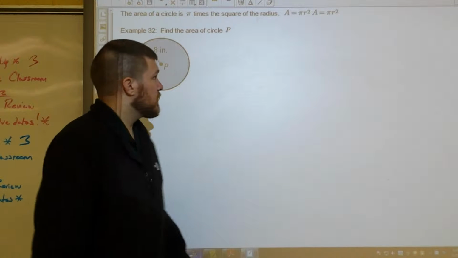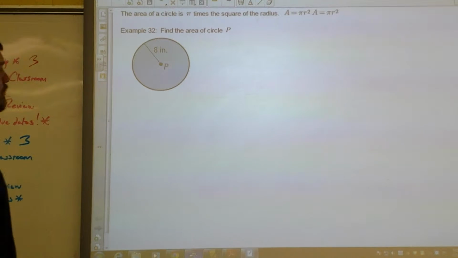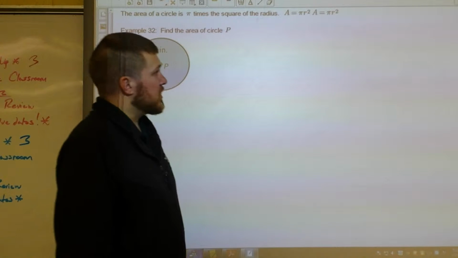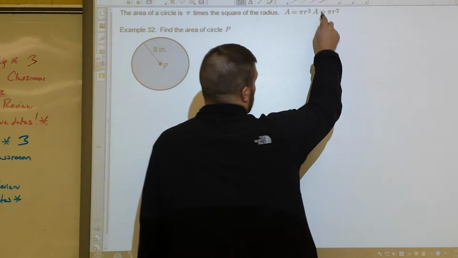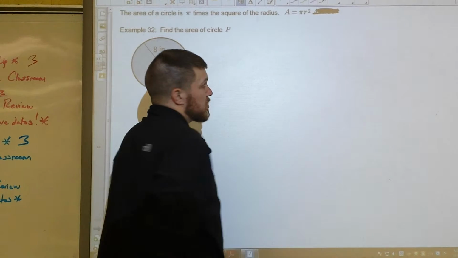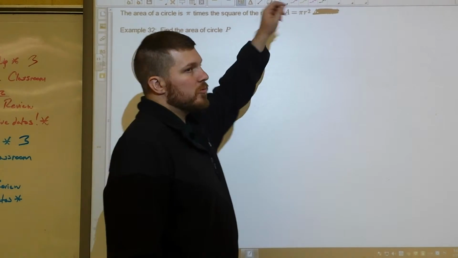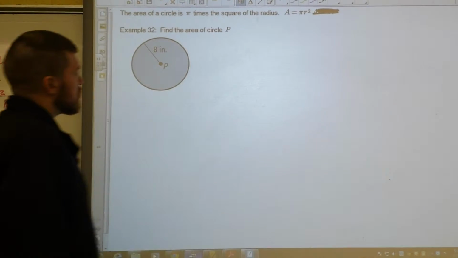So let's get started. The area of a circle is pi times the square of the radius. In other words, its area equals pi r squared. And I don't know why I typed it twice. So if it's typed out twice on your notes, cross it out the second time. Again, the formula is just area equals pi r squared.